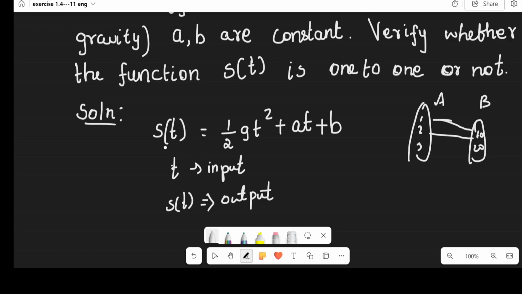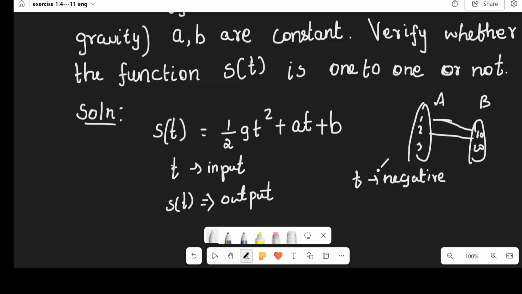So here I'm going to apply different values for t. T means time, right? Time cannot be negative numbers. Why I'm saying like this is t cannot be negative numbers. Why? Because time will be in positive numbers, right?